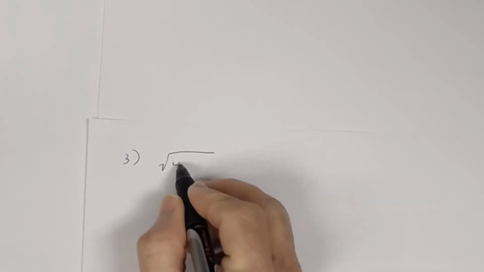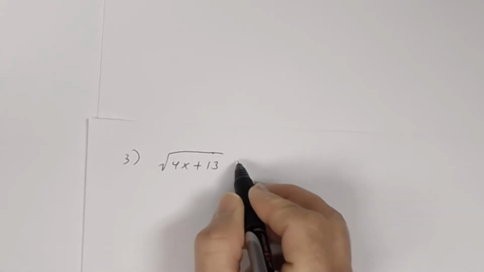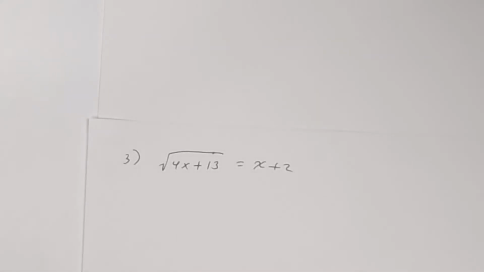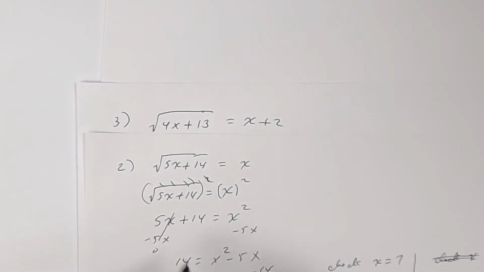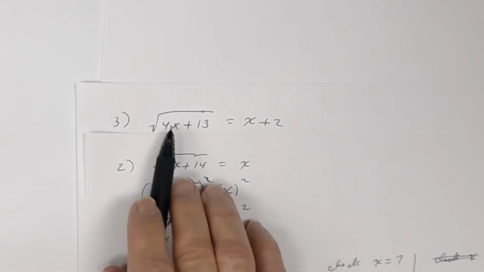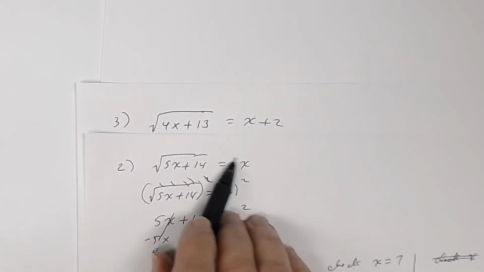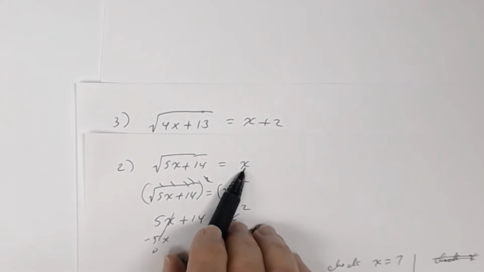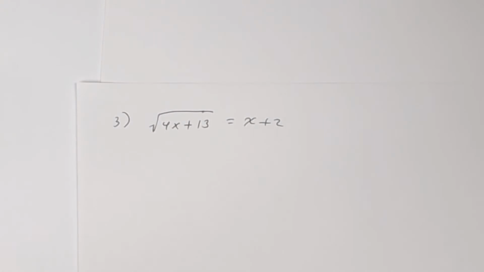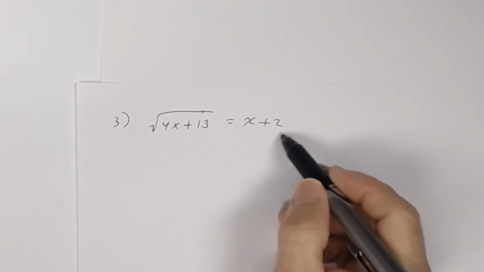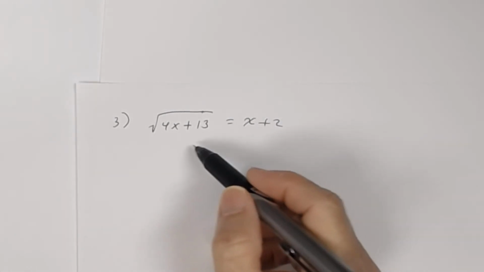Okay, so in number 3, we have this problem. We have the square root of 4x plus 13 is equal to x plus 2. Okay, now, the difference between number 3 and number 2, you'll see it's almost similar. So you have a radical expression by itself. On the other side, though, notice in number 2, you had a monomial. You had one term here, whereas over here you have 2 terms. Okay, so it's a little bit more work, probably about another 30 seconds or so for you to deal with this side, but it is doable.